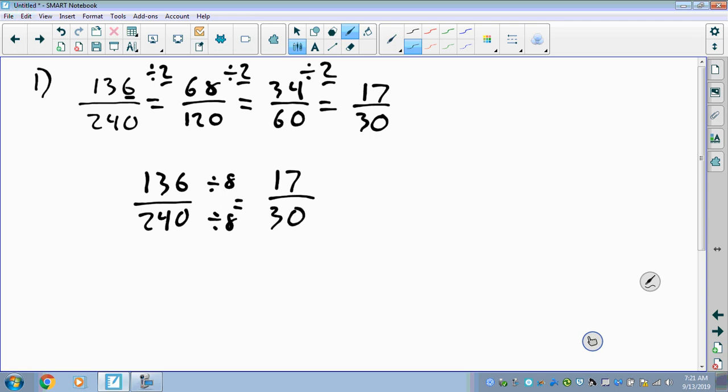Again, once you see they're even numbers, depending on how good you are with noticing patterns and things like that, this is a pretty straightforward thing. Divide by 2, divide by 2, divide by 2. Good? All right, moving on.